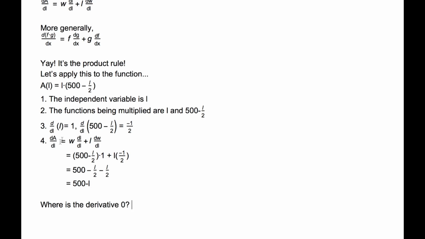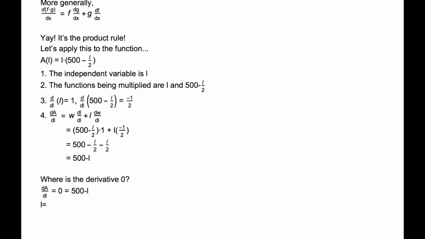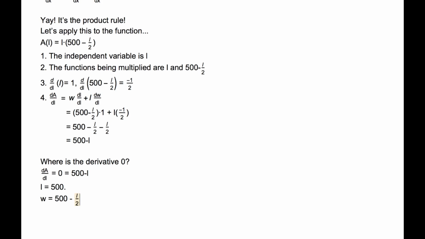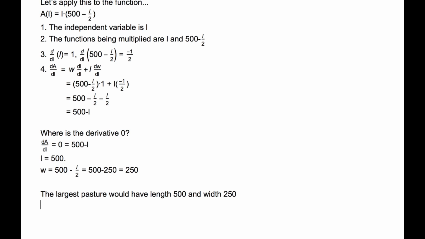Okay, so now we can solve for that optimal point. We simply have to plug in that the derivative is equal to 0. 0 equals 500 minus L, and L is 500. You can also get W because we know that W is equal to (500 minus L) over 2. So now we get that the largest pasture would have the length 500 and a width of 250, both in meters.